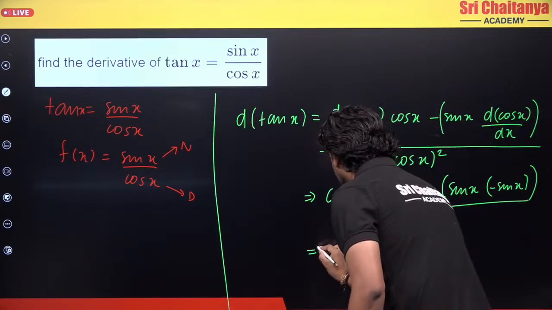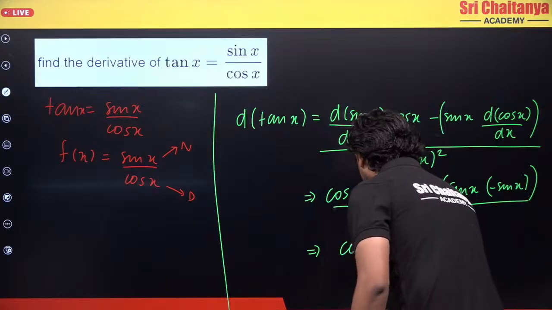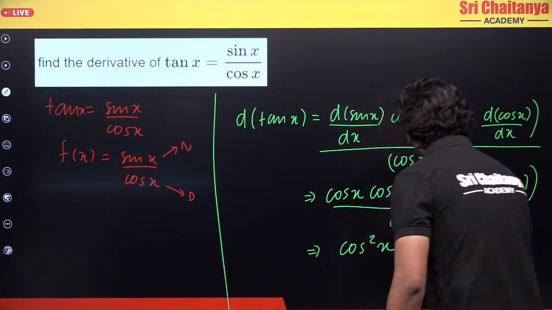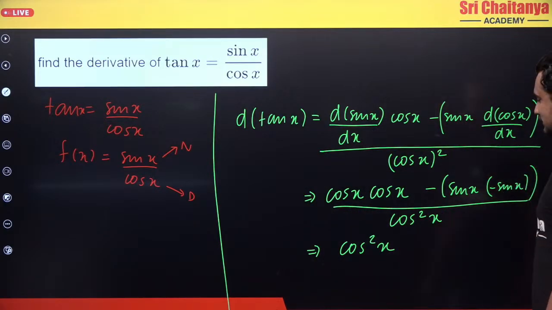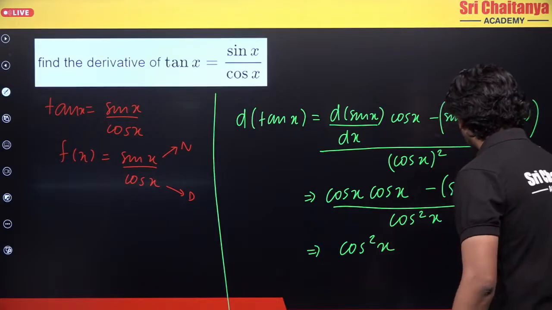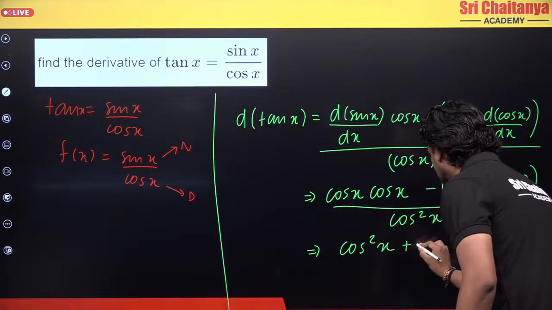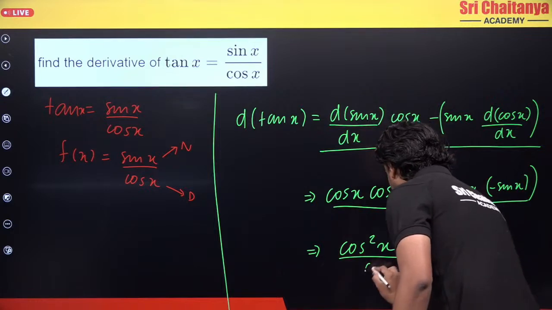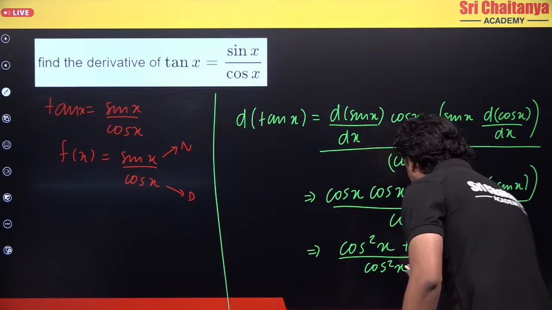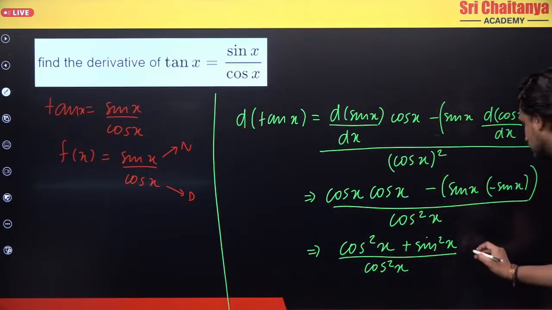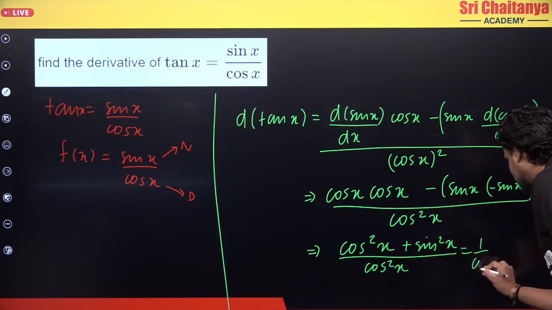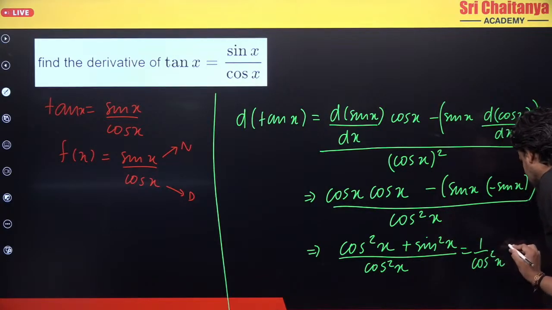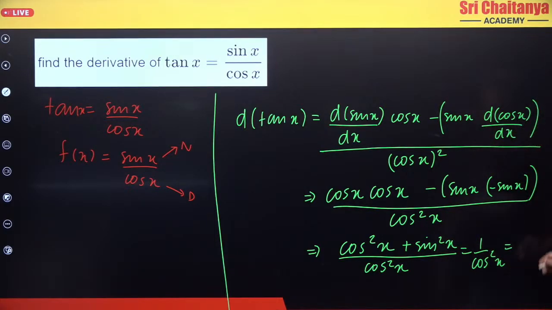So cos square x, and sin x into minus sin x. So this will become how much? Sin x into sin x, minus sin square x, and minus minus becomes plus sin square x upon cos square x. And what is sin square x plus cos square x? 1, right? So this will become 1 upon cos square x, and 1 upon cos square x is basically sec square x, right? Okay, so this is my final answer.